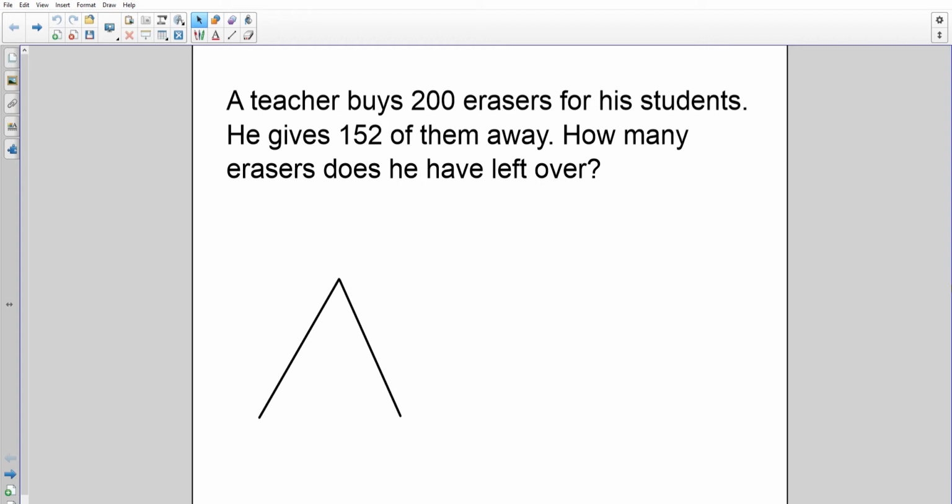So here we go. A teacher buys 200 erasers for his students. Wonder who that could be. He gives 152 of them away. Pretty generous guy. How many erasers does he have left over?